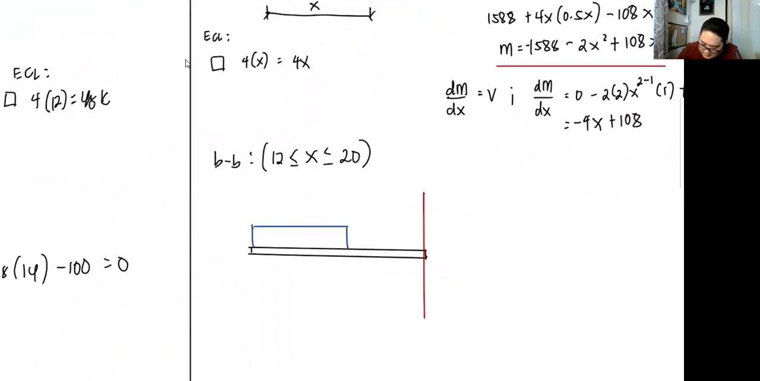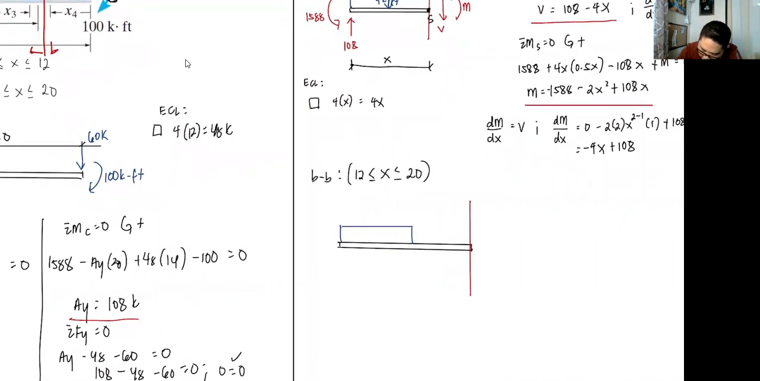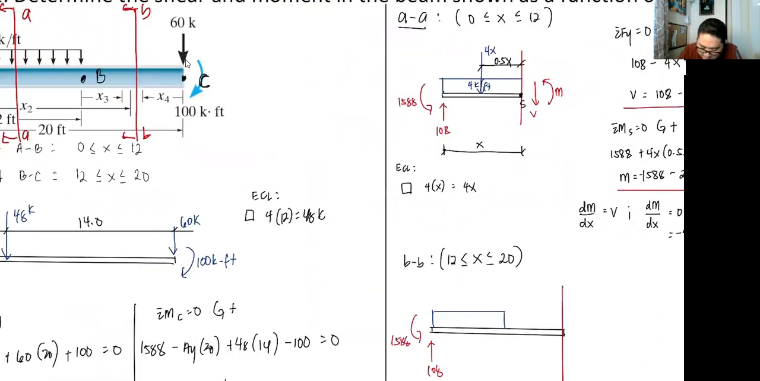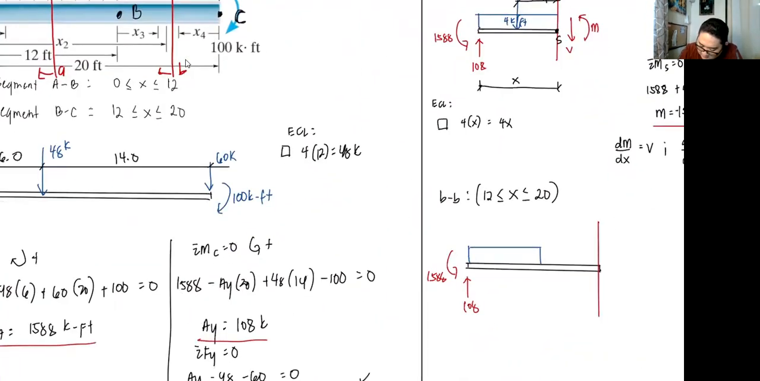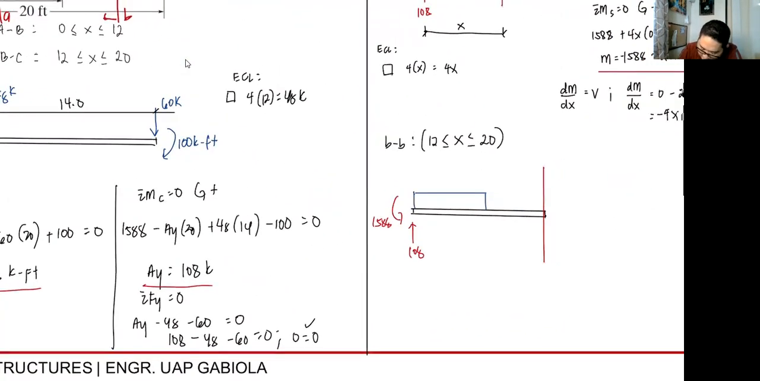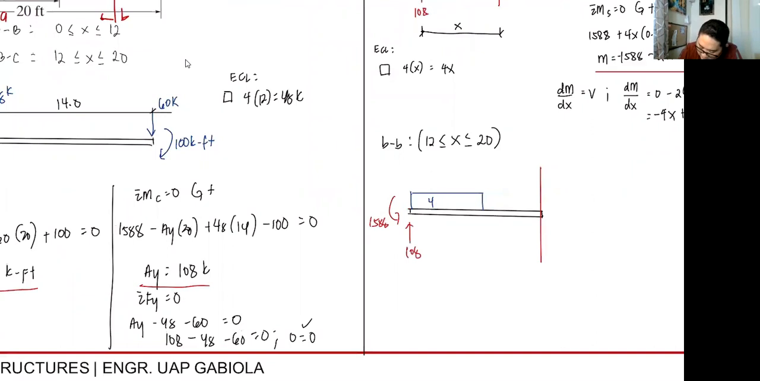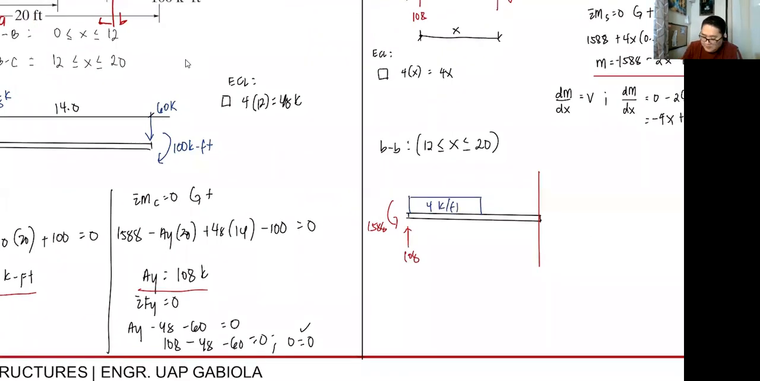Ayan. And then, ano yung forces natin? We have ito, 108. Then, meron tayong 1588. Ano pa yung applied natin within that? Wala, no? Ito lang, no? Itong 4 tips lang natin. 4, 4K per foot. May distance tayo dyan na 12 hanggang dito, no? Pero dapat, again, from leftmost hanggang sa cut section natin, tatawagin natin siyang X.